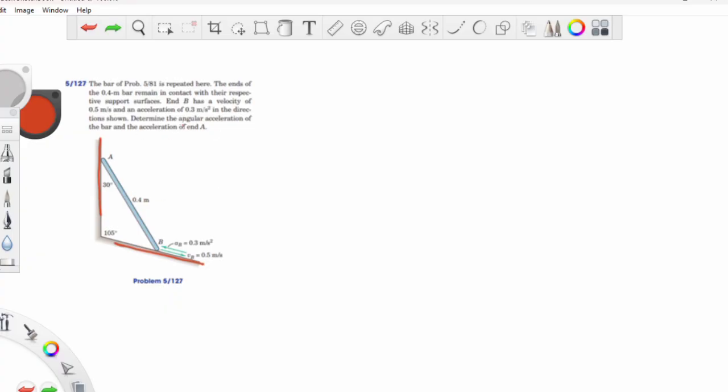And we want to also identify the acceleration of the end A. So what's the acceleration of this point?